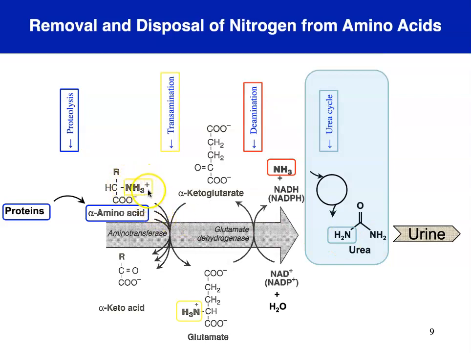We took away each amino group from each amino acid, we transferred it to alpha-ketoglutarate to form glutamate, then we utilized one enzyme to pull out the amino group from glutamate to form ammonia in an oxidative way, and then that ammonia is utilized by the urea cycle to form urea, and urea is excreted.